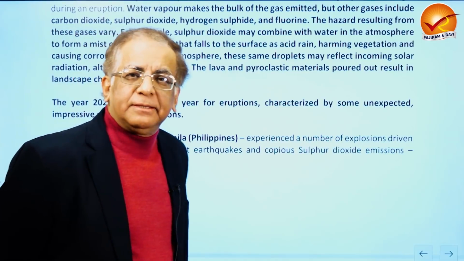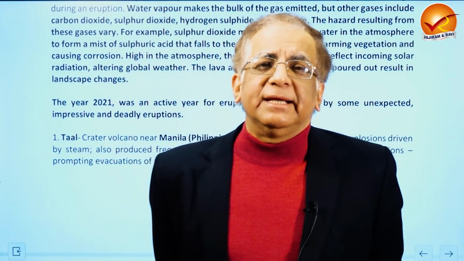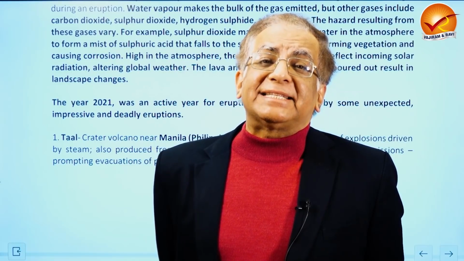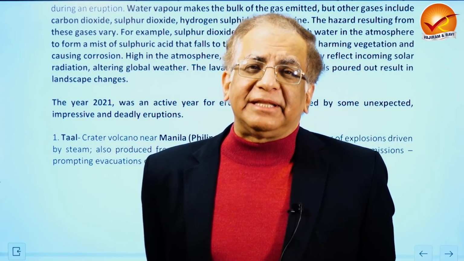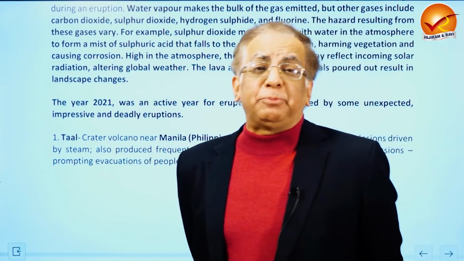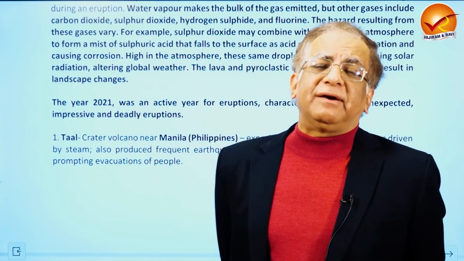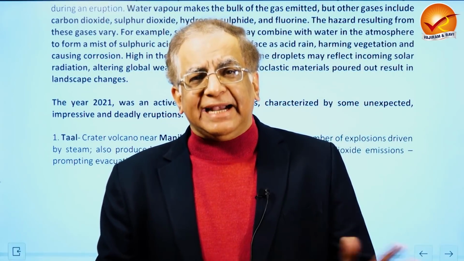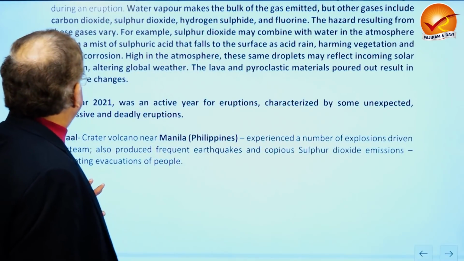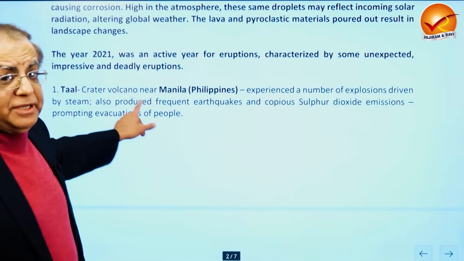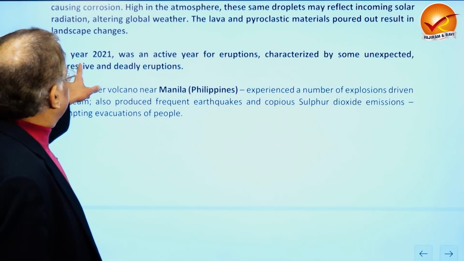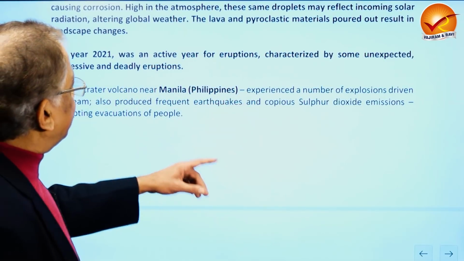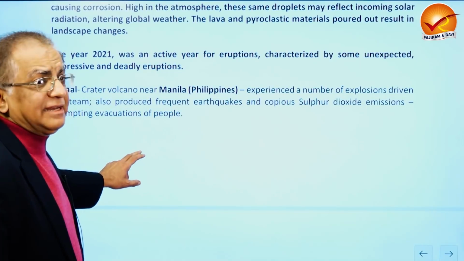And one very clear understanding is that volcanism has an important role in changing the landscape of an area. Remember, when a large quantity of lava is poured out, and along with the lava you have other pyroclastic material, it makes a big change on the landscape of that area. Now, the question was clear because the year 2021 was an active year for eruptions, characterized by some unexpected, impressive and deadly eruptions.